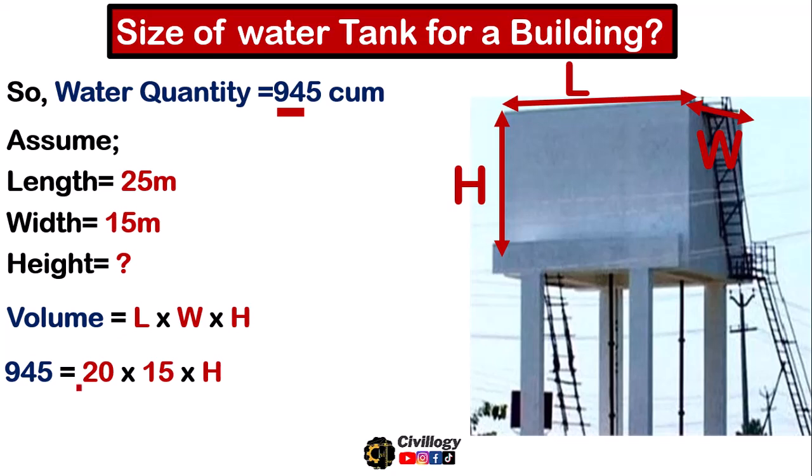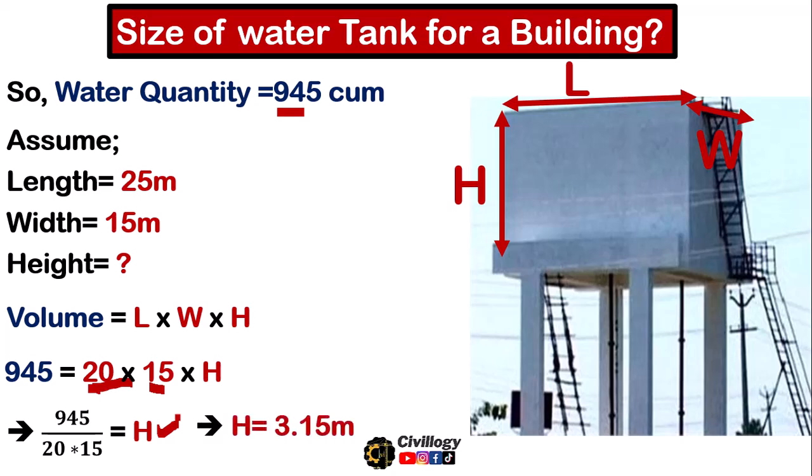So 945 will be equal to length, as we have already assumed 20, and assumed width is 15. We are calculating what will be the height. So by dividing 945 by these two terms, we will get the height. The height will be equal to 3.15 meters.